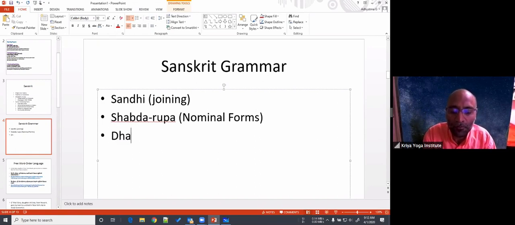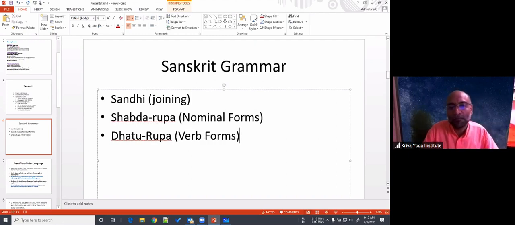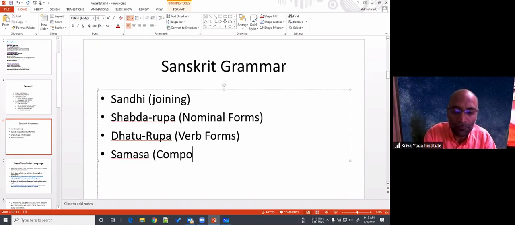Then another is called Dhatu Rupa. These are verb forms. So different verbs. And I'm just giving you a sort of gist, and I'll explain to you. We would be actually discussing these things in quite a lot of detail. So do not worry if these words do not sound very meaningful to you right now. Then we have something called samasa. These are compound words.